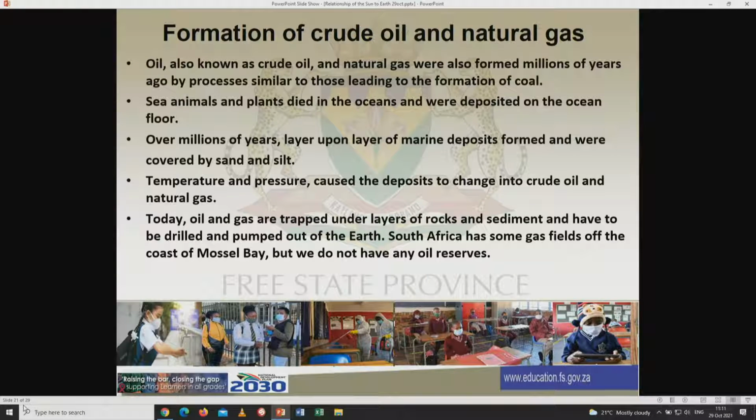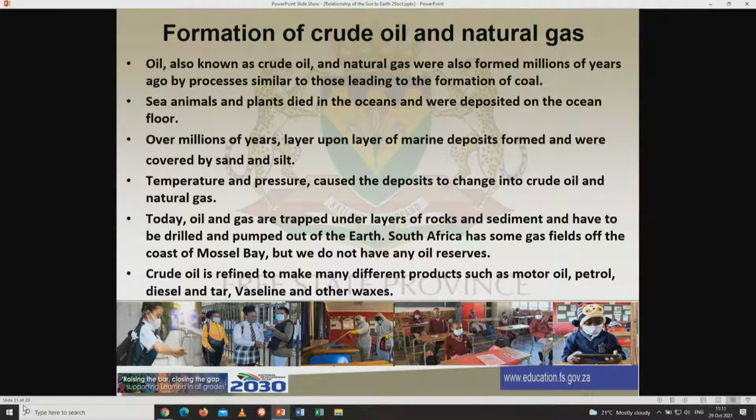Today, oil and gas are trapped under layers of rocks and sediment and have to be drilled and pumped out of the earth. South Africa has some gas fields off the coast of Mossel Bay, but we do not have any oil reserves.